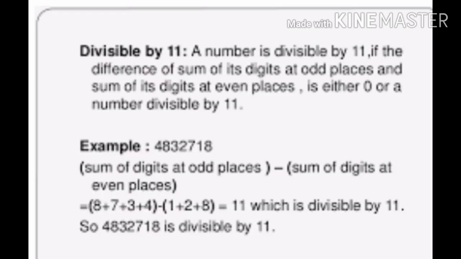Next we have divisibility by 11. A number is divisible by 11 if the difference of the sum of its digits at odd places and the sum of its digits at even places is either 0 or a number divisible by 11. Let's take an example, 4,832,718. So sum of the digits at odd places, what we have? We have 8, 7, 3 and 4. And sum of the digits at even places, we have 1, 2 and 8. When we subtract these sums, we get 11, which is again divisible by 11. So this number is divisible by 11.